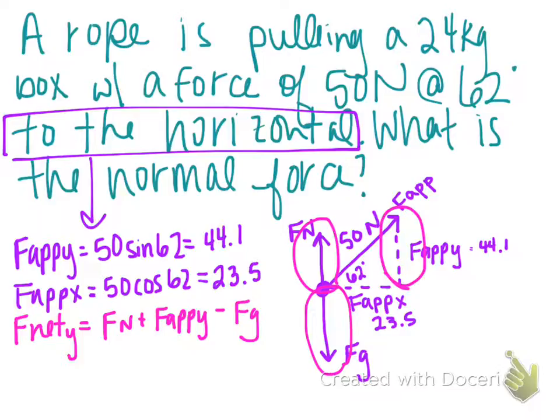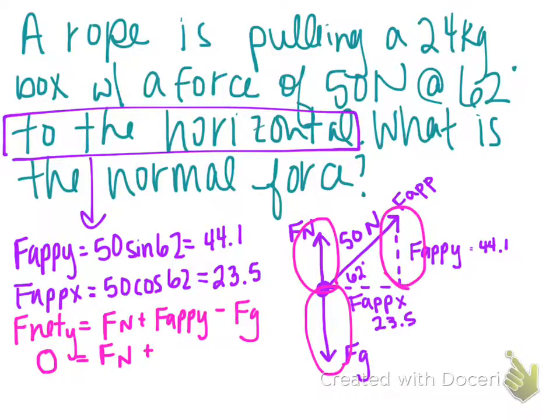So now, let's think about this. Is our object accelerating in the vertical direction? No, it's just sliding horizontally. It's not moving up and down at all. So that means our acceleration in the vertical direction is 0. So our net force is 0. Okay, in the vertical direction. We're solving for our normal force.